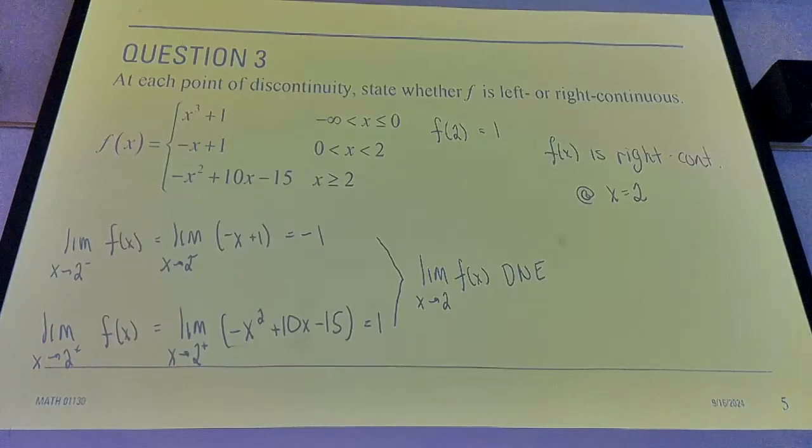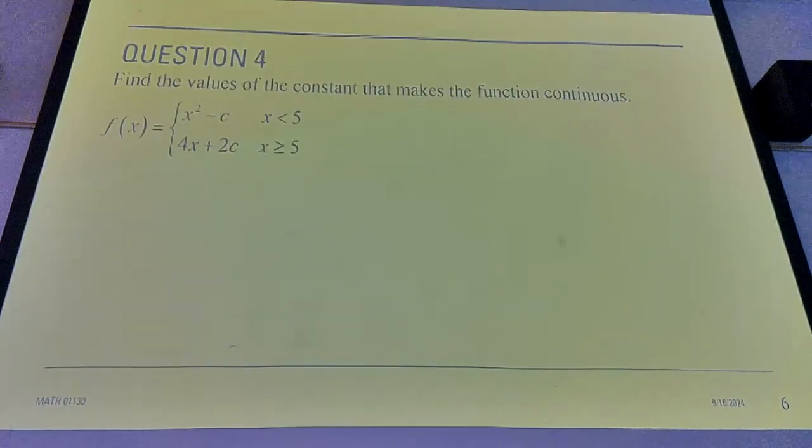Determine the value of c that makes this function continuous everywhere. X squared minus c. Is there anywhere that would be discontinuous? No. What about 4x plus 2c? No. So the only point we have to worry about is 5.